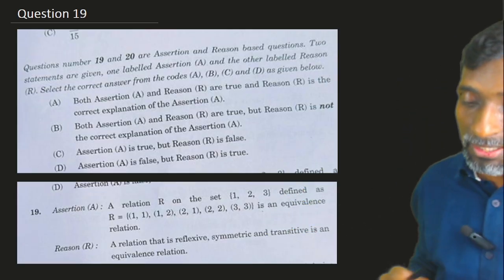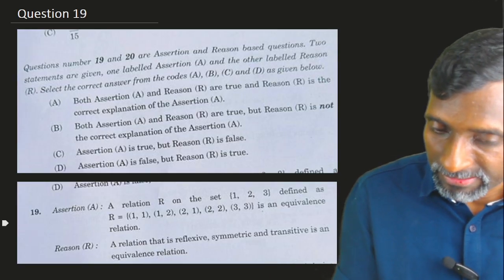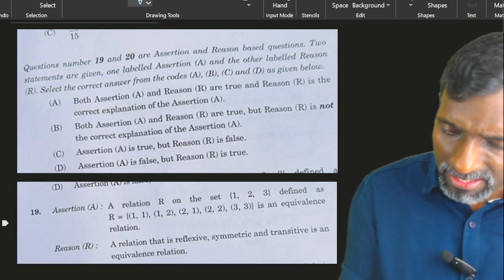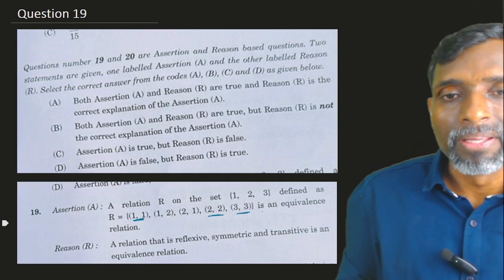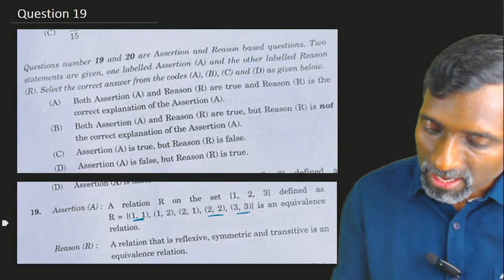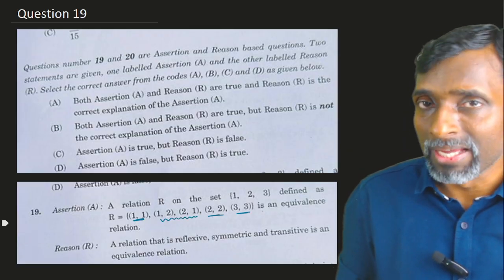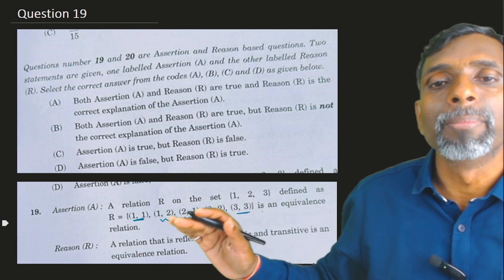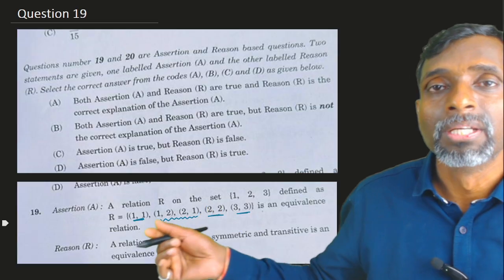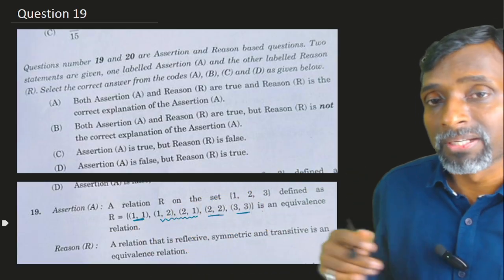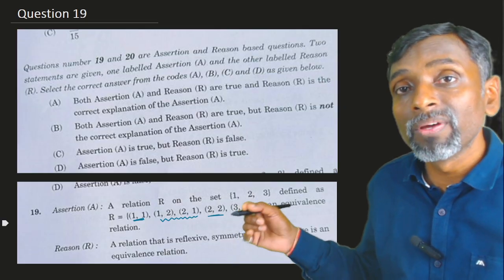Now see this question, it is based on the relation function. So what is the assertion here? If we see this carefully, (1,1), (2,2) and (3,3) represent a reflexive relation, and (1,2) and (2,1) represent a symmetric relation. And if we are talking about transitive, if (1,1), (2,1) and (1,1) are here, we can say it is transitive also. So this relation is reflexive, symmetric and transitive. That's why it is an equivalence relation.